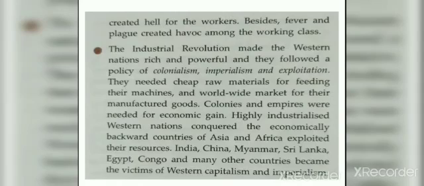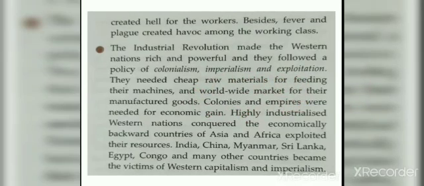When they bring the raw materials and make them into finished products, those products have to be sold, and for that they need the market. For these two reasons they had to occupy a number of colonies and empires. Highly industrialized Western nations conquered the economically backward countries of Asia and Africa and exploited their resources.